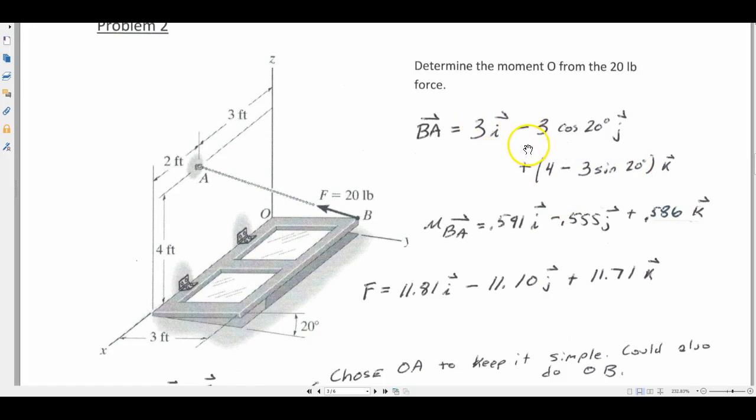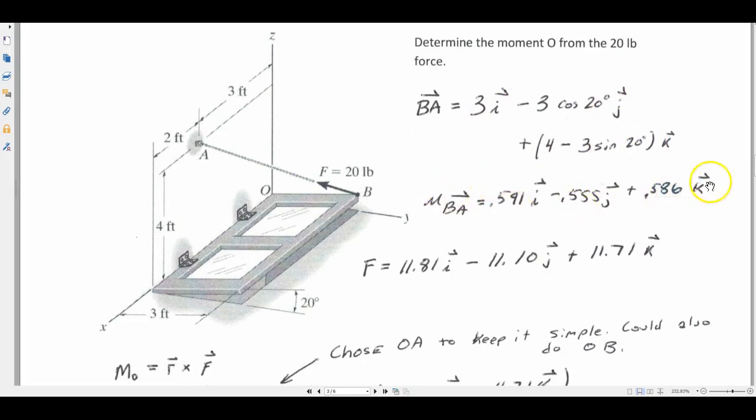Then I do the math, and I divide this out. This is where I create the unit vector. How did I get this number? I took this and divided it by the length. How did I get the length of B to A? I did 3 squared plus 3 cosine 20 squared plus 4 minus 3 sine 20 squared. With that length I created the unit vector, which has a magnitude of 1. Because I have a magnitude of 1 here, I can multiply that by 20 and create my force vector. On the test, I'm sure you'll have something where you have to take a vector and turn it into IJK components like this.